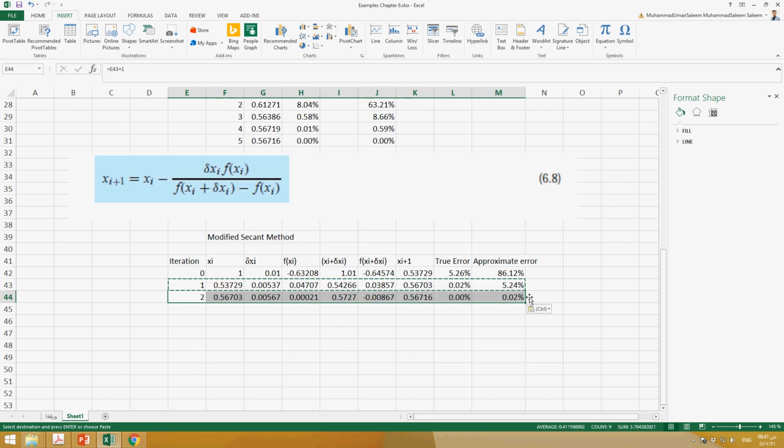Now our true error is almost 0 and the approximate error is 0.02%. So this is how we can use the modified secant method in order to find the roots of this equation. Okay, so this concludes this tutorial, and I hope you can use all these methods in order to find the roots of an equation. Thank you.